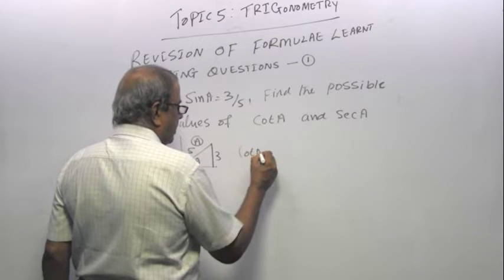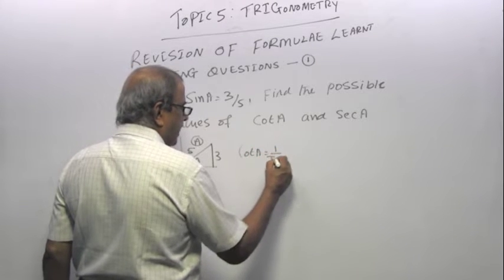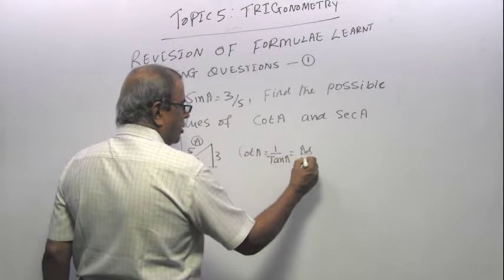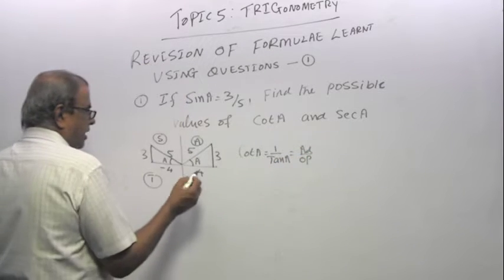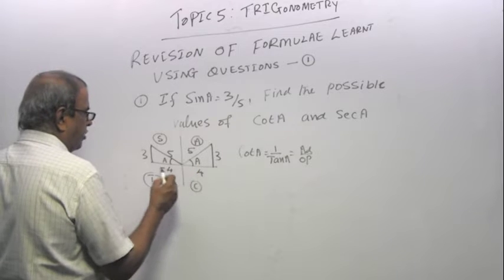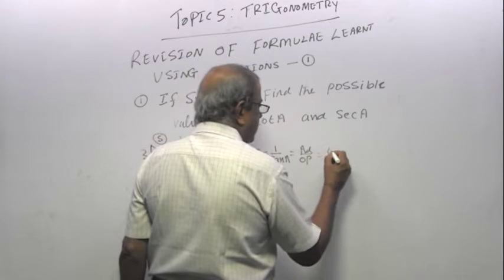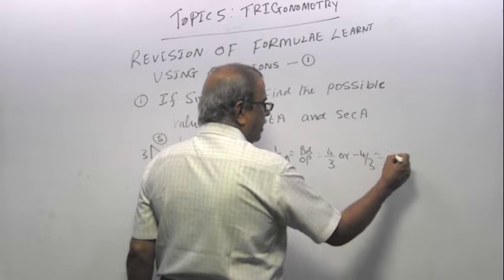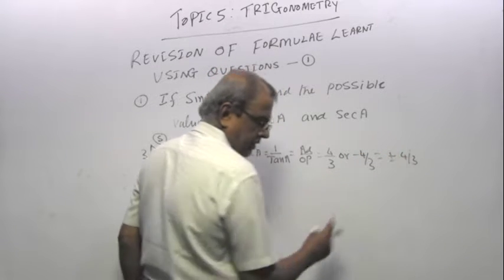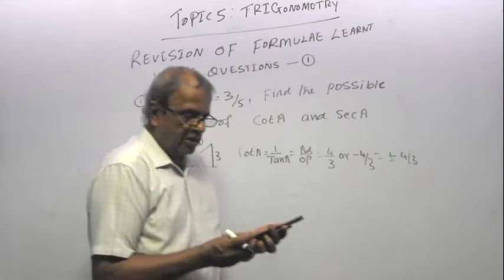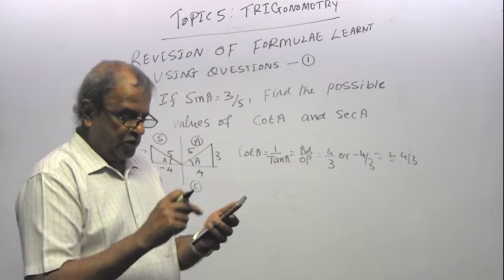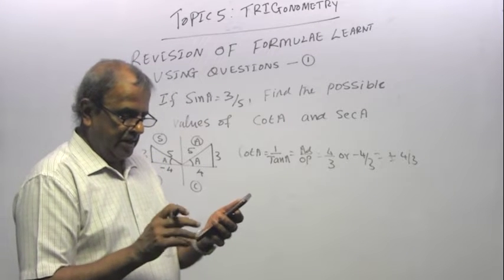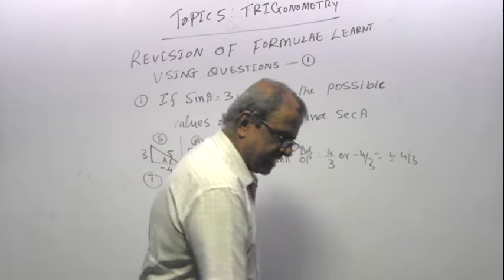So the values of cot A, what is cot? Cot A is 1/tan A, which would be adjacent over opposite. Adjacent, so 4/3 or -4/3. Or I can say plus minus 4/3. Sorry, I forgot to turn on the stopwatch because I don't want to go beyond 20-22 minutes maximum. Alright.